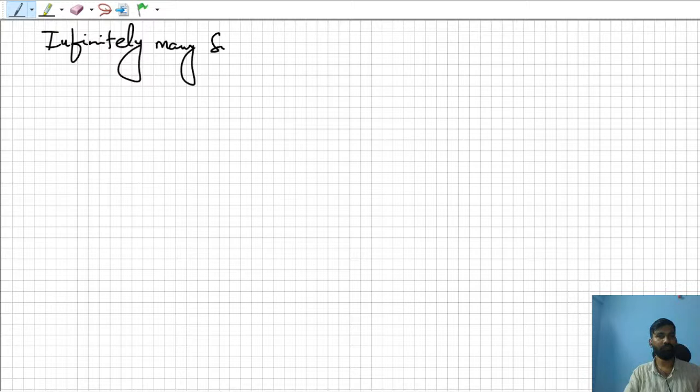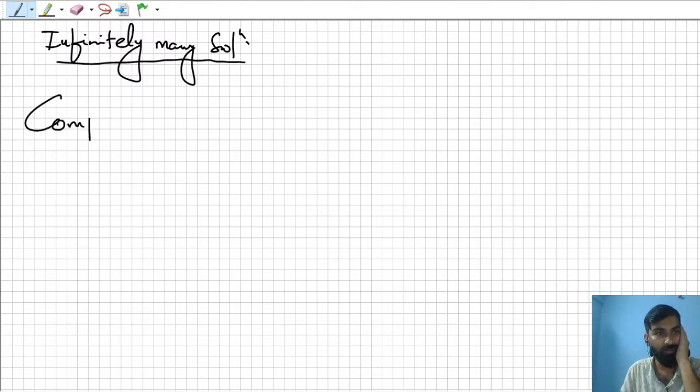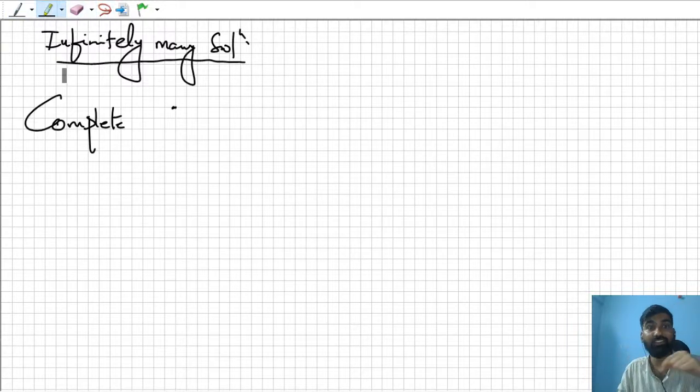Infinitely many solutions. Any system of linear equations will be given, and the solution will always have two parts. Remember, I am talking about the complete solution, when the right-hand side is non-zero, that is, the complete solution of a non-homogeneous system of linear equations.